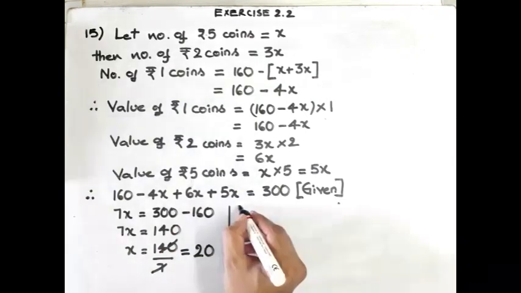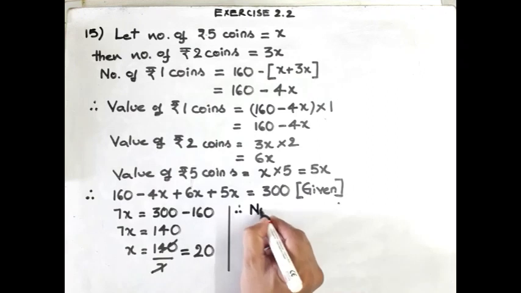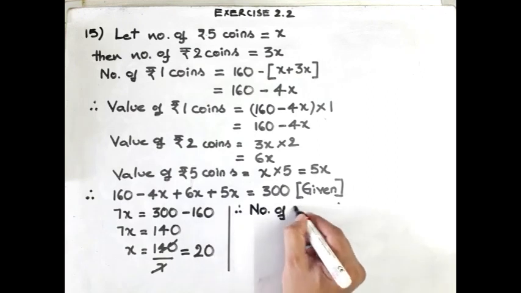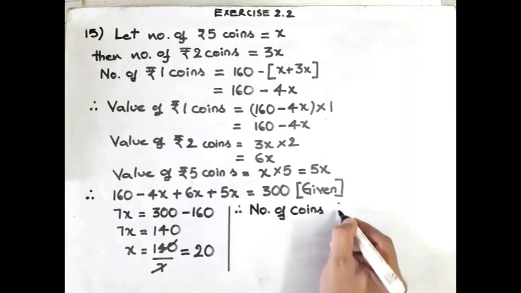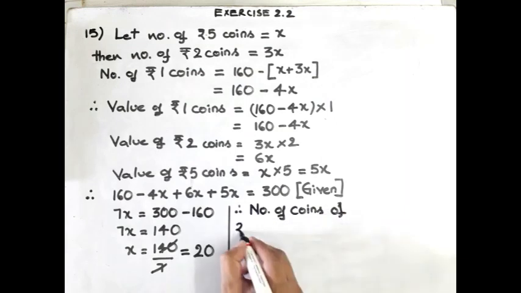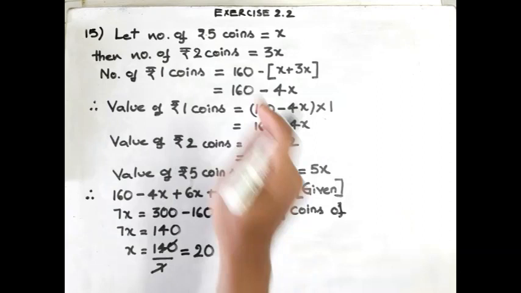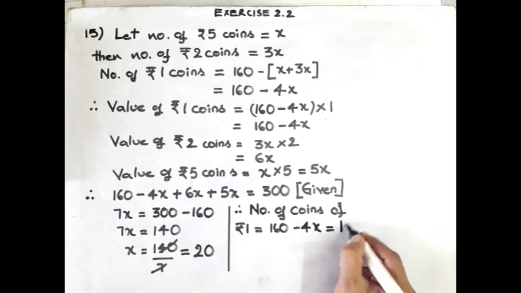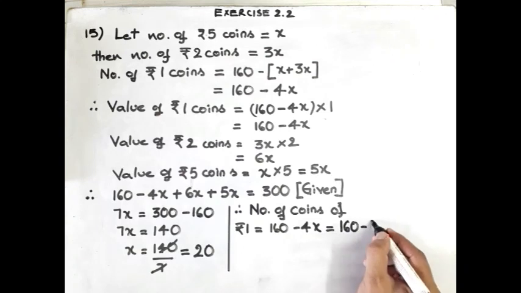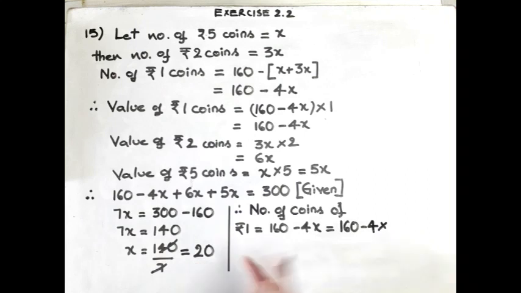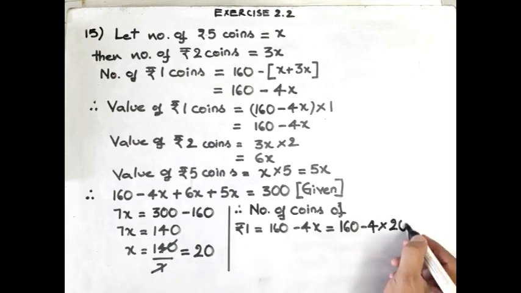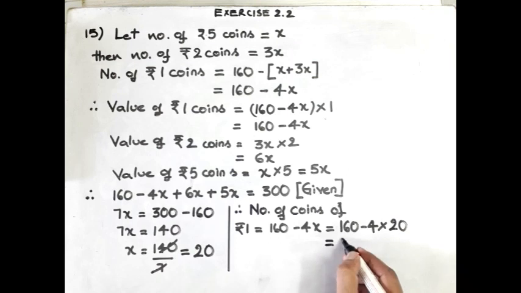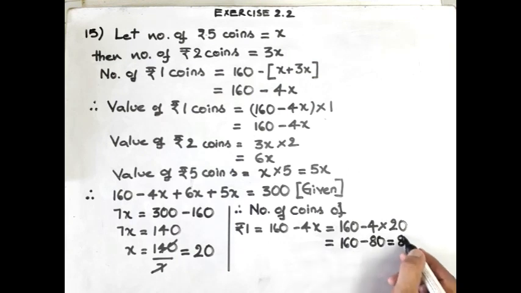Okay, look, therefore number of coins of rupees 1 is equal to 160 minus 4x. That is equal to 160 minus 4 into, we got the value of x as 20. So that is equal to 160 minus 80, which is equal to 80.